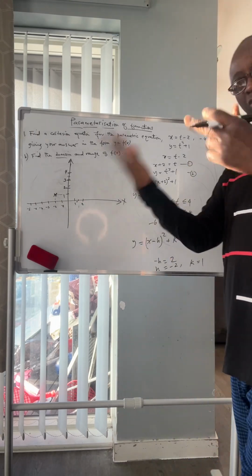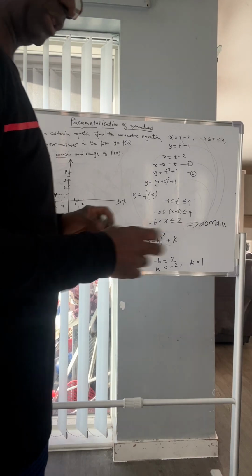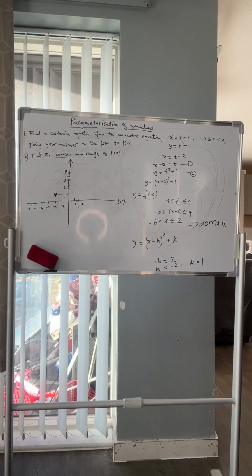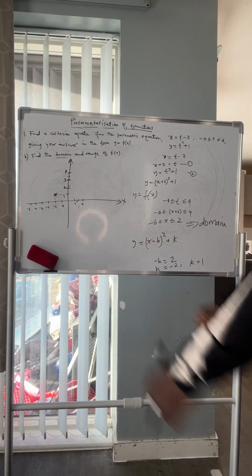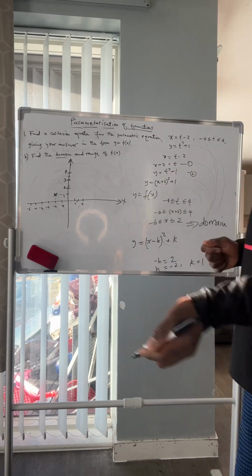This vertex means the turning point, the maximum or minimum turning point of the graph of all these polynomial functions. We call it a vertex. So we have that. Now, when you want to plot a graph, there are certain things you consider.